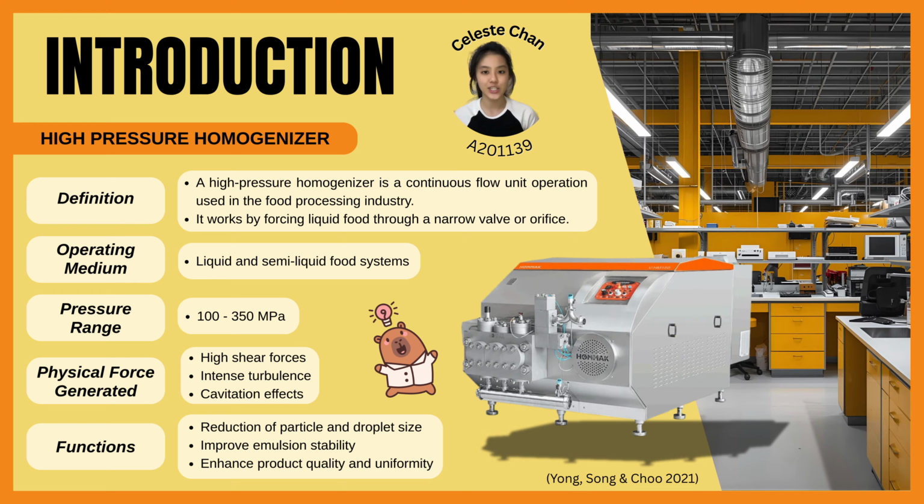During homogenization, the fluid is subjected to high shear forces, intense turbulence, and cavitation effects, which break down large particles and droplets into much smaller sizes. These allow the high-pressure homogenizer to function by producing a finer and more uniform food structure, improving emulsion stability, enhancing texture and mouthfeel, and ensuring consistent product quality throughout the food system.